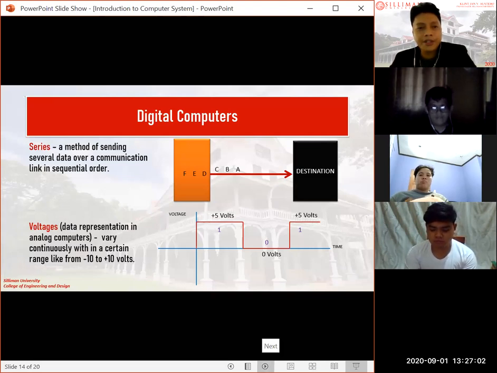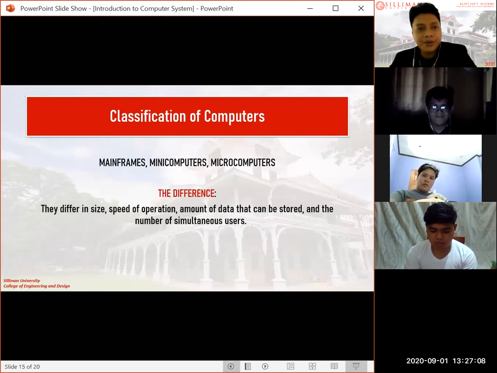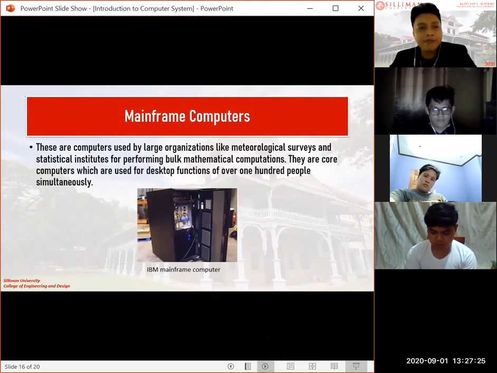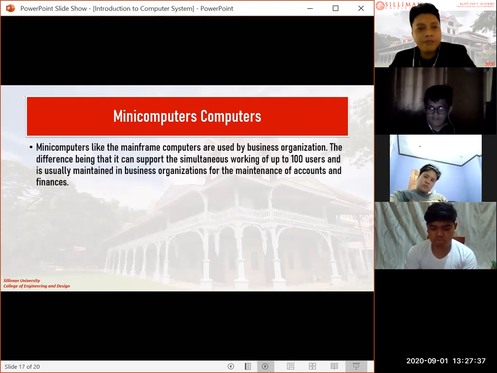So a computer now in digital format is that you will be dealing with ones and zeros. So, classification of computers: we have mainframes, minicomputers, microcomputers. The difference is the size, the operation, the amount of data that can be stored, and the number of simultaneous users. So when you say mainframes, these are very big computers that handle lots of computing power. These computers are used by large organizations.